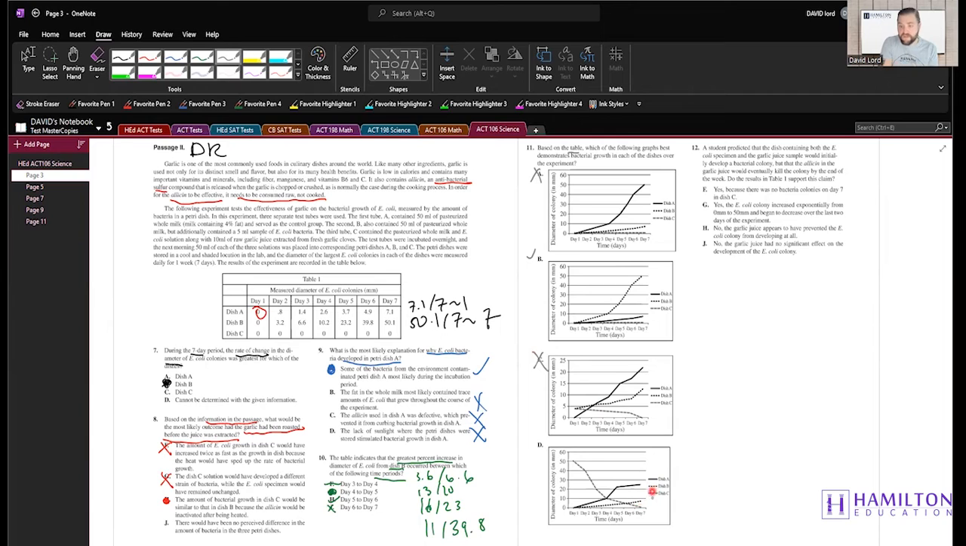And then this one, dish B is probably near the end, but also in the middle. So we wanted answer choice B because dish B would have the greatest growth, dish C the least growth, and dish A in the middle.